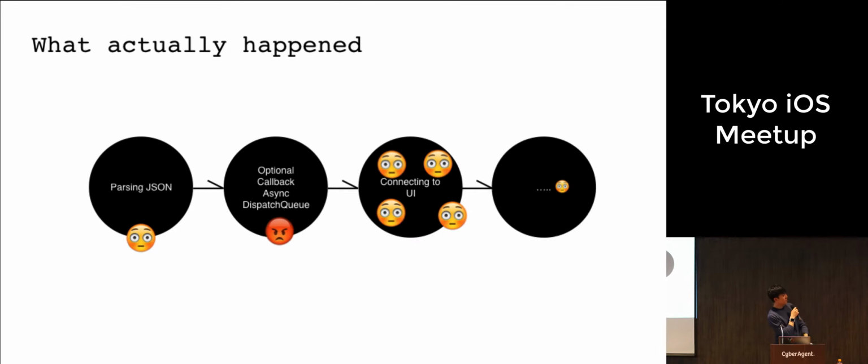But this is actually what really happened. Parsing JSON was more complicated than I thought because there was a library called SwiftyJSON. But when I first looked at the tutorial, they didn't use that because they used the Decodable protocol. So I tried that, but I soon ran into many problems using that. So I just decided to switch to SwiftyJSON.